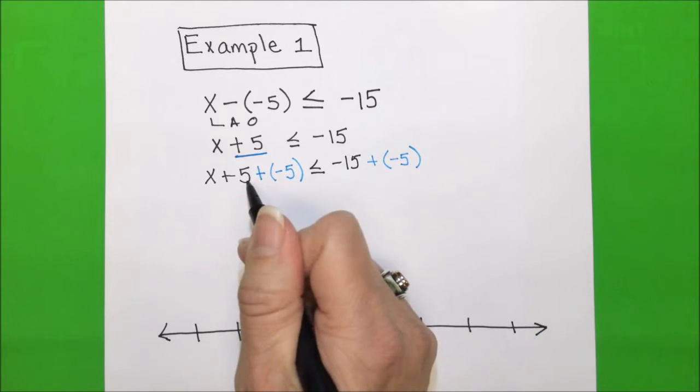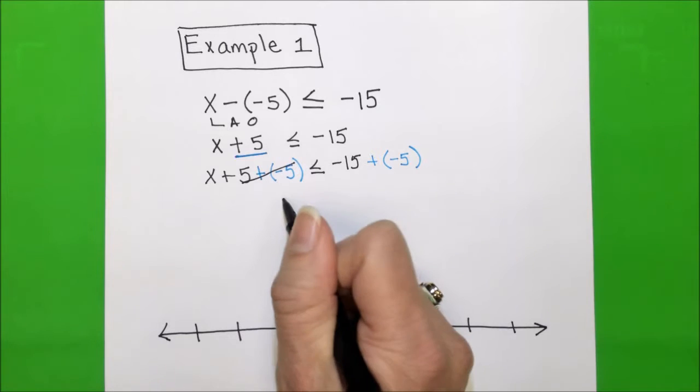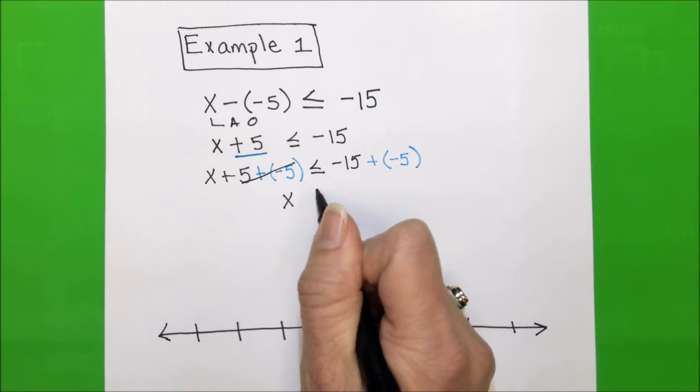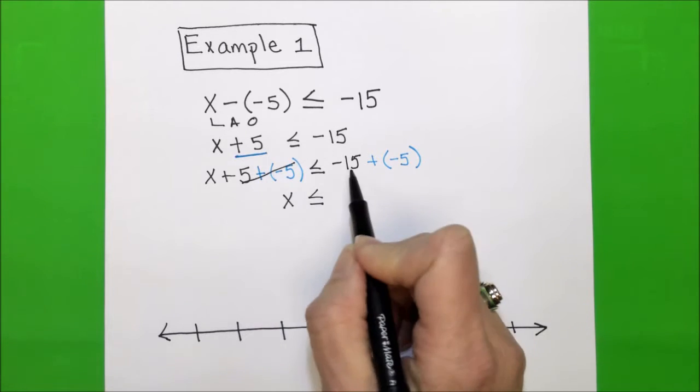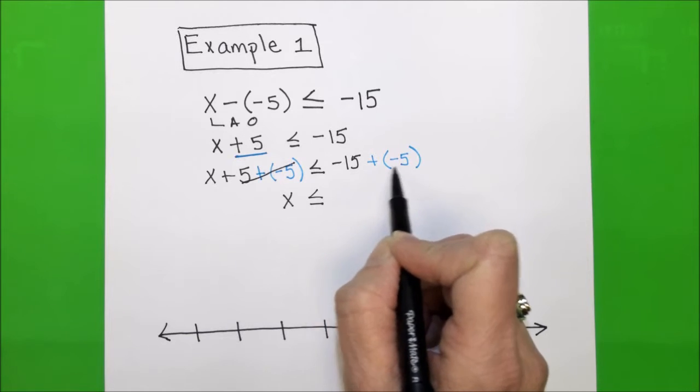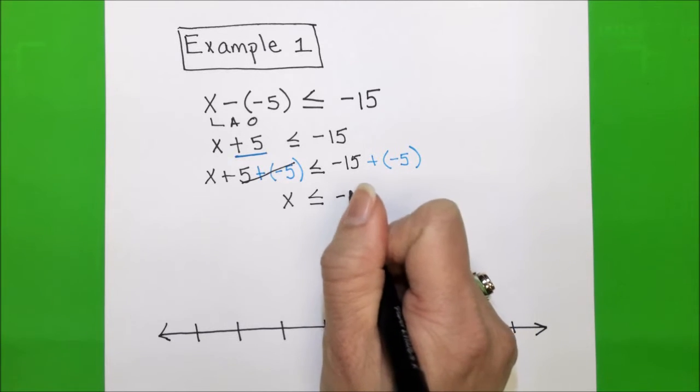On my left-hand side, my 5 and -5 cancel out, and I'm left with x less than or equal to -15 plus -5 is -20.